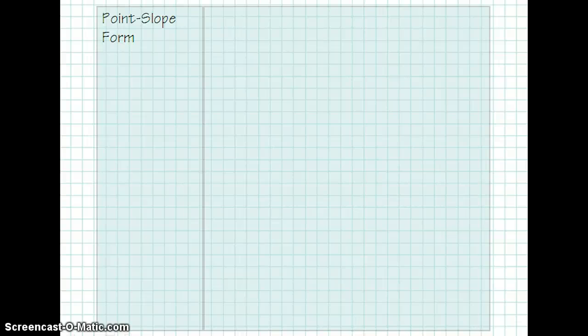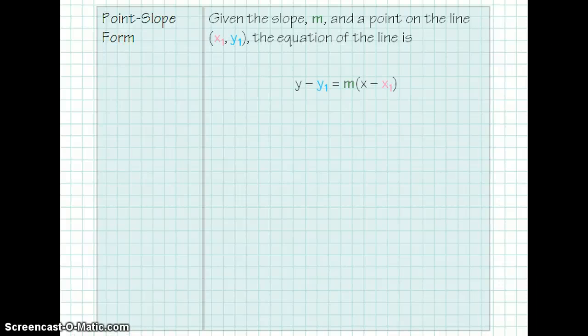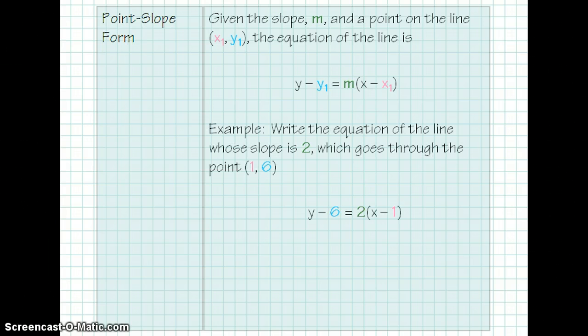Okay, moving along to equations of lines. First thing we have is point-slope form. Point-slope form is if you're given the slope m and a point on the line (x1, y1), the equation of the line is y minus y1 equals m times x minus x1. And so, as an example, if I want to write the equation of the line whose slope is 2, which goes through the point (1, 6), I get y minus 6 equals 2 times x minus 1.